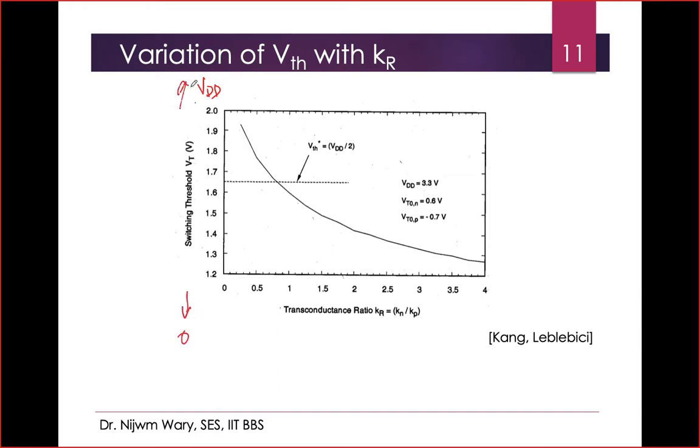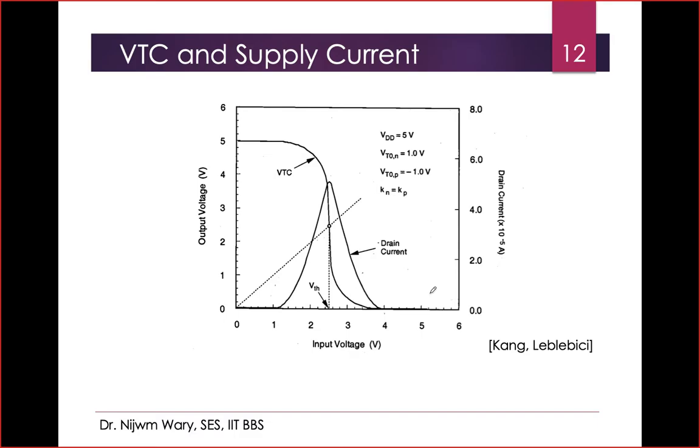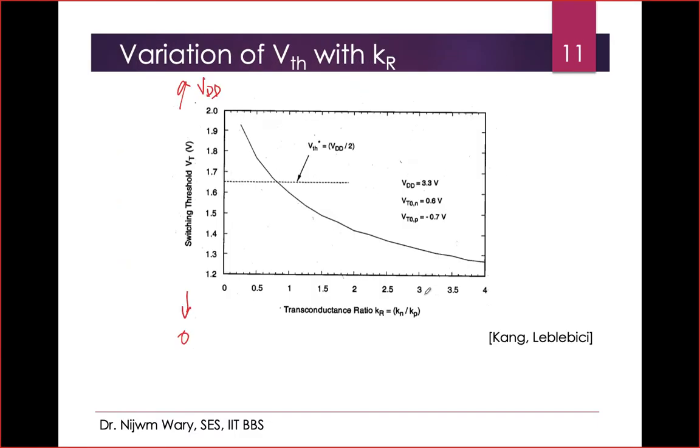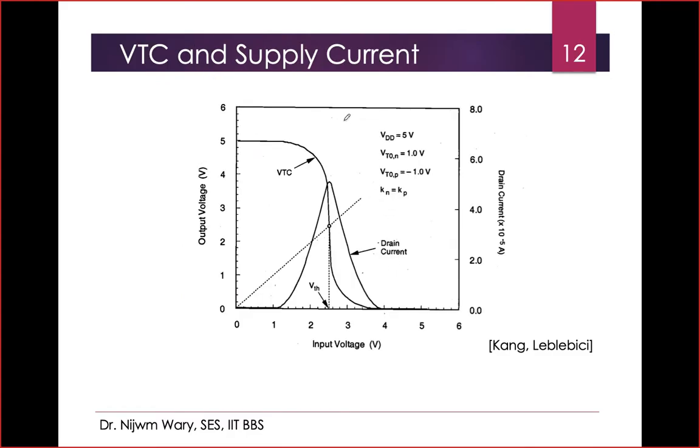It will go towards VDD, and as the ratio becomes higher, the threshold voltage will come down. Why it is happening, we'll come to again in the next slide. We'll come to this point a little later.